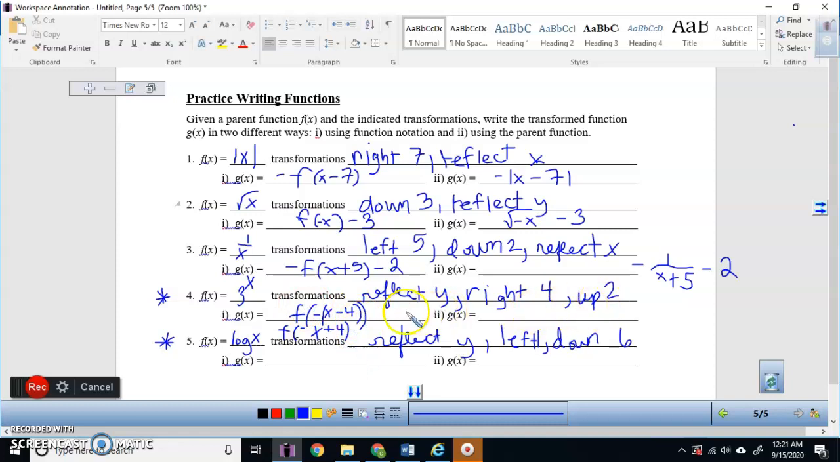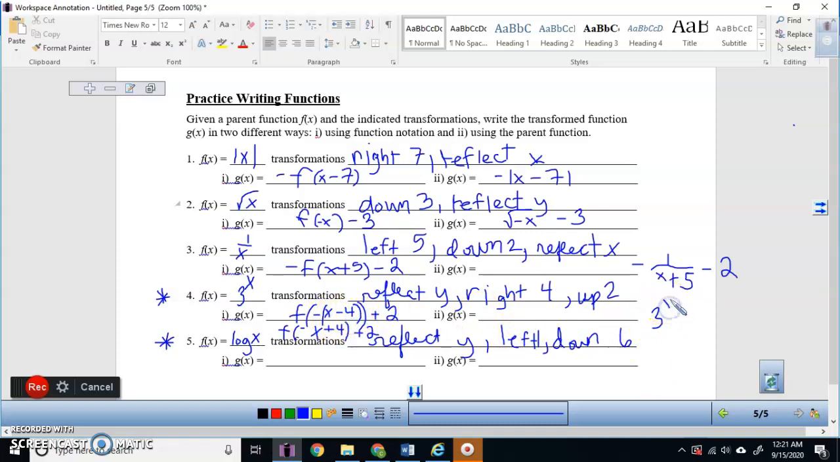I still need to make this go up 2, so I'm going to put a plus 2 here on the outside, which is the same thing as on this one if I wanted to make it go up 2. So this would be the notation for my 3 to the x, but using my f function notation. If I want to do the same thing, but without using this f here, using 3 to the x, the actual parent function, I'm going to start with 3. This time I'm going to start with the x minus 4, my moving it right 4.